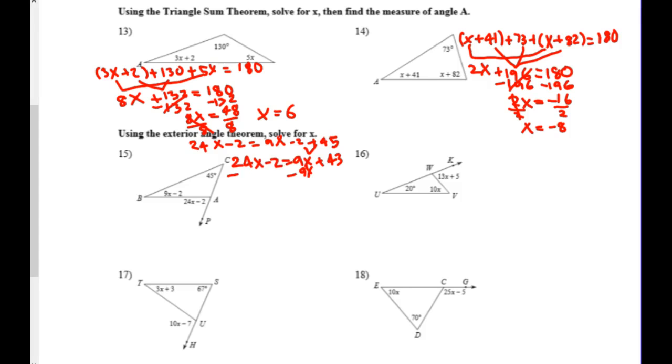I get rid of my smaller x, minus 9x on both sides. I get rid of the loner by adding 2. And then I divide by 15 to get 3. So again, step by step, I combined like terms. I got rid of the smaller x. I got rid of the loner on the side with x, and then I divided.